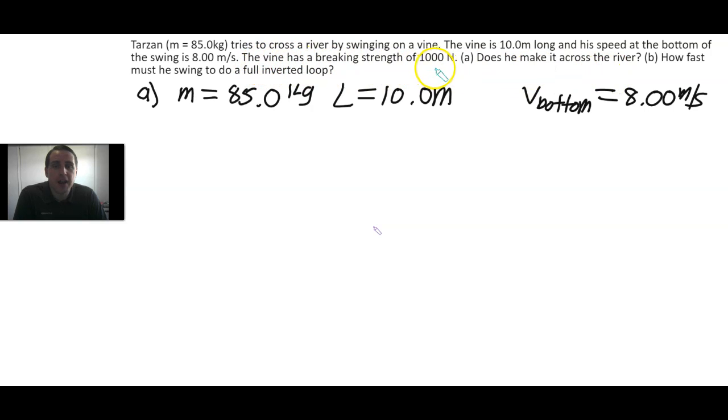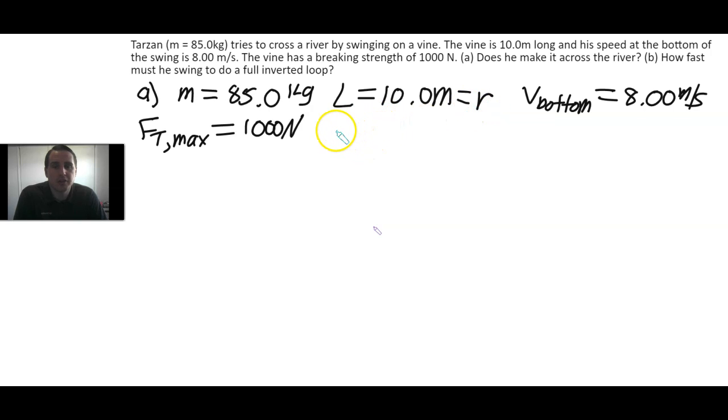And we also know the vine has a breaking strength of 1,000 newtons. So I think that's going to be the tension force. So the maximum tension force, you could say, is equal to 1,000 newtons. And furthermore, when we think about the length, I think that the length will essentially be the radius.